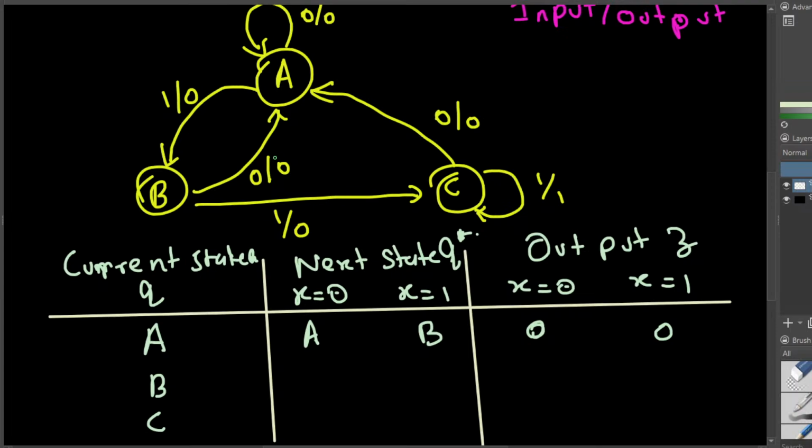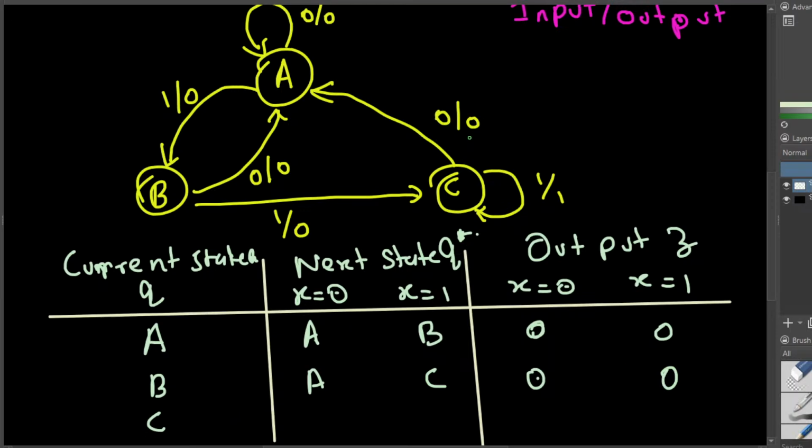Now let's look at the B. When x is equal to 0, what's the next state? That is A. And when x is equal to 0, what's the output? That is 0. And when x is equal to 1, what's the next state? That is C. And when x is equal to 1, what's the output? That is 0.